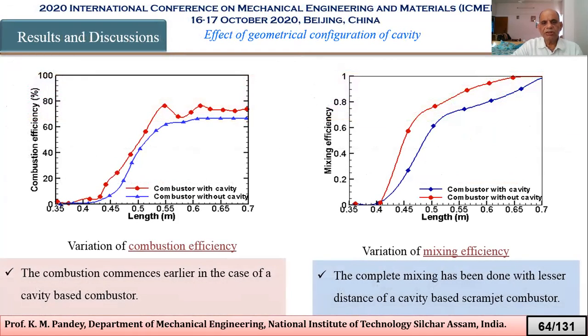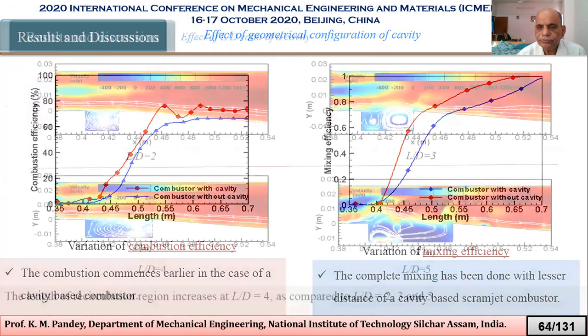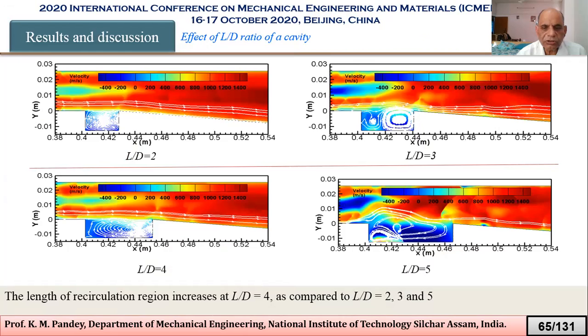And this is about mixing efficiencies. The combustion efficiency is high in the case of the combustor with a cavity, and the mixing efficiency is high in the case of the combustor without a cavity. Then these are the plots for L by D ratio 2, 3, 4 and 5, and these are, you can say, self-explanatory.